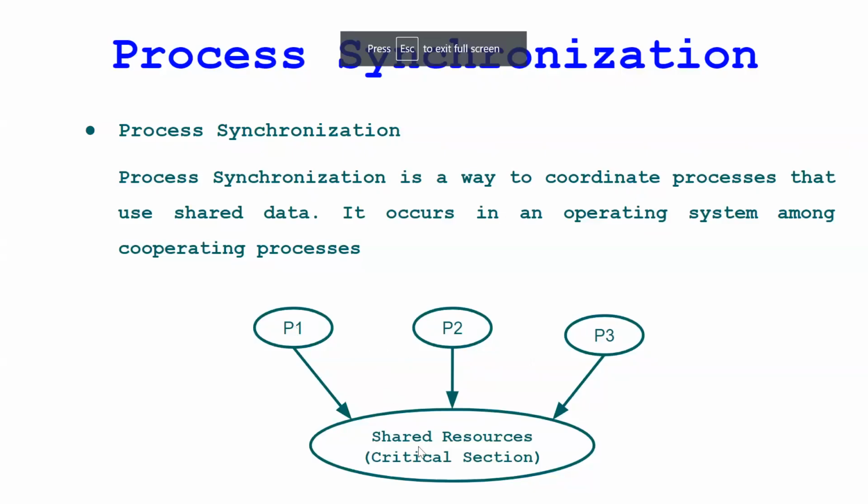So which process can enter into this section? Suppose this is one particular section containing the shared data, and that section is called the critical section. Which process first executes this critical section will be managed by these three processes, and that is nothing but process synchronization. I think you might have understood the meaning of process synchronization.